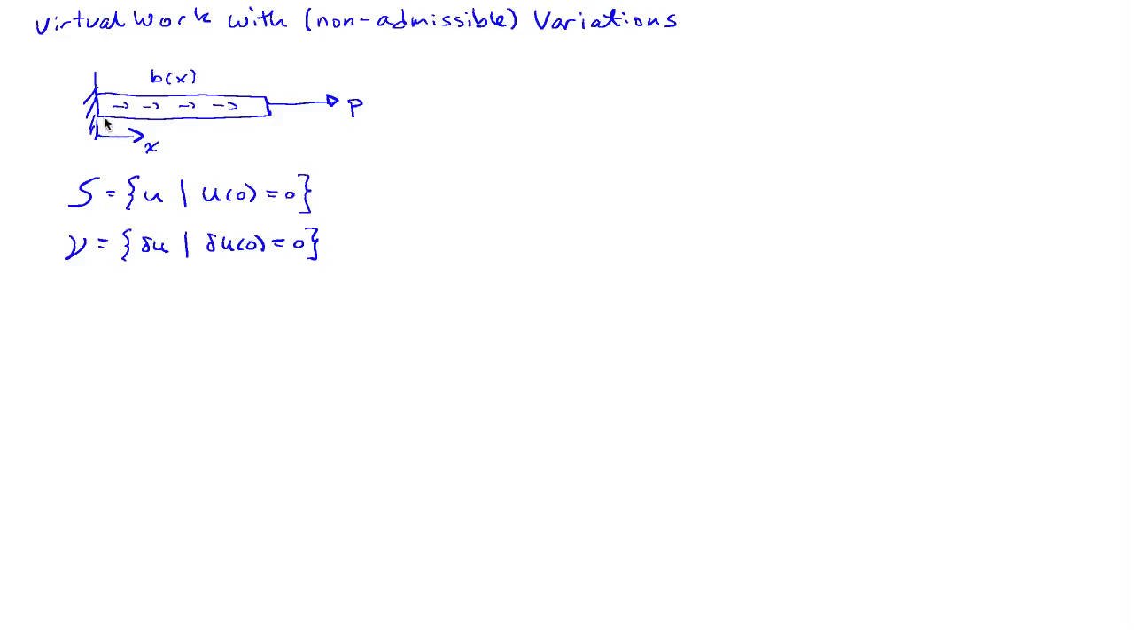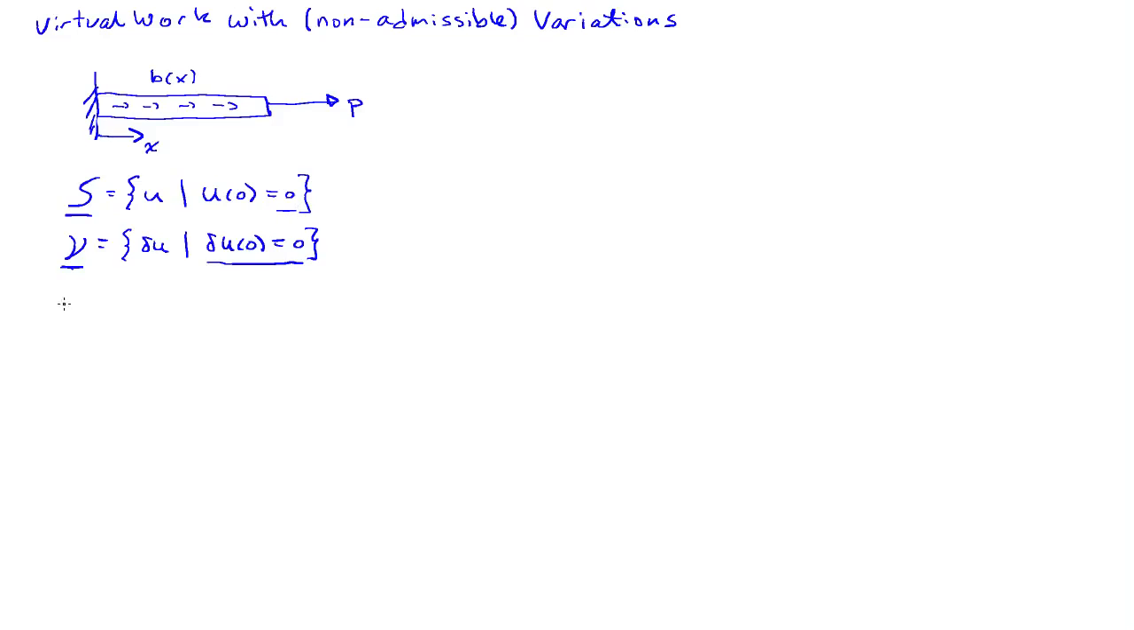So the basic problem is a bar here with a distributed load b of x and an end force P. It's built in on the left end. And the space of solutions, S, is given to us by functions u of x such that u is equal to 0 at 0. And the space of test functions, the standard one, is ones where we respect the kinematic boundary conditions by requiring the test functions to also be 0 anywhere we know the kinematic information. Okay, but we don't always have to do this.